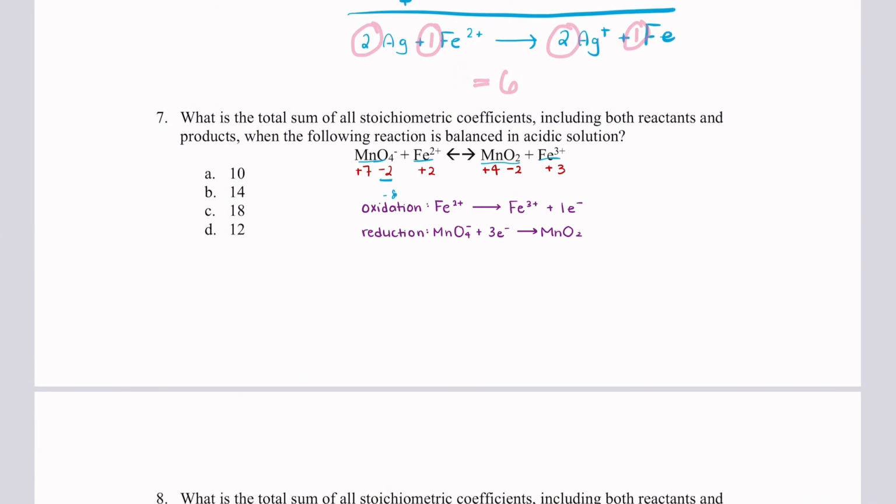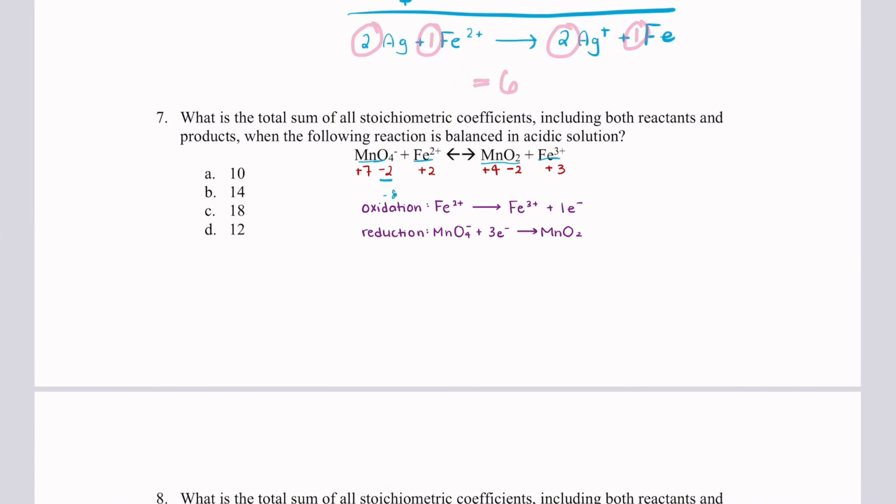In the product, manganese 4 oxide, there are 2 oxygens at -2 each for a total of -4. Now this compound is neutral overall, so manganese must be +4. This tells us that manganese goes from +7 down to +4, so it gains 3 electrons. That means manganese is reduced.